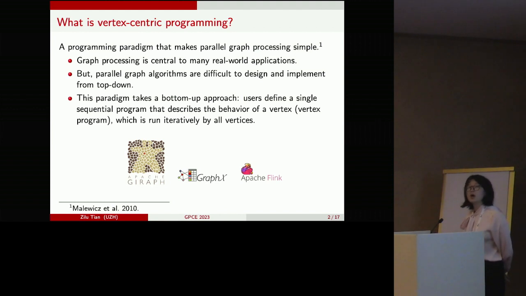And this programming paradigm has been widely adopted by many open-source frameworks. So Pregel is not open source, but Giraph is an open-source implementation of Pregel. And similarly, it's also adopted by GraphX, which is built on top of Spark, and also Apache Flink.